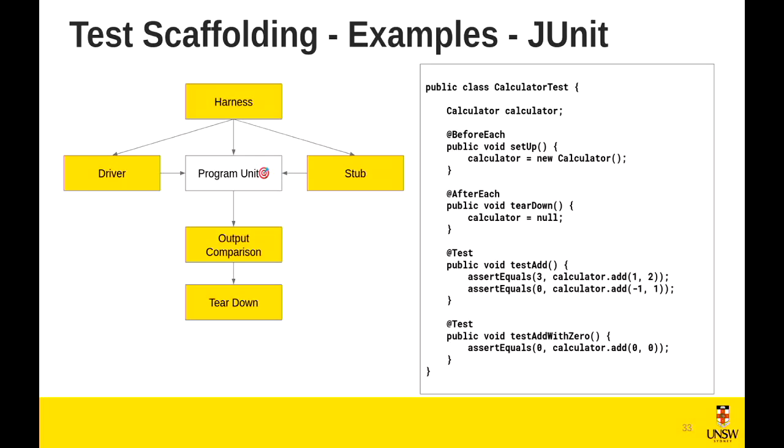And as you can see, the annotation is meaningful. The after each annotation means that this function will be invoked after each test, and the before each annotation means that this function will be invoked before every test. So can you imagine what the before each corresponds to?